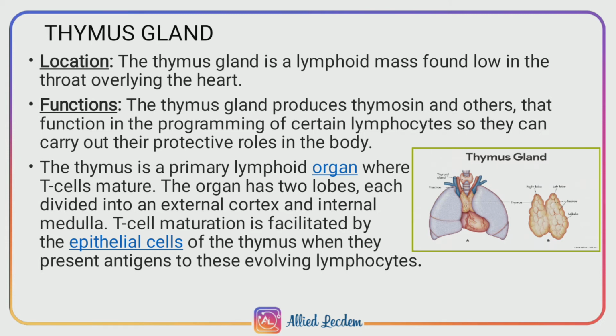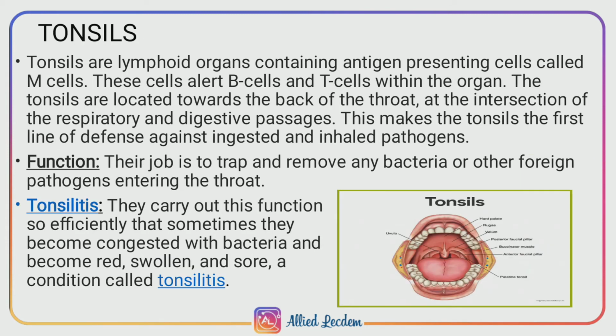So T cell maturation is facilitated by epithelial cells of the thymus when they present antigen to these evolving lymphocytes. Next organ is the tonsil, containing antigen presenting cells called M cells. So these cells alert the other lymphocyte cells like B cells and T cells within the organ. The tonsils are located towards the back of the throat at the intersection of the respiratory and digestive passages.